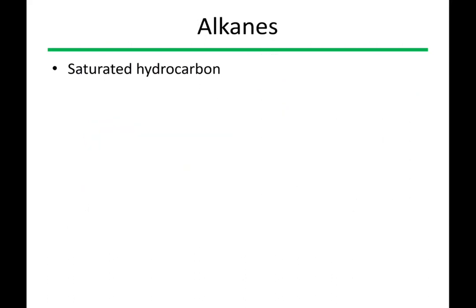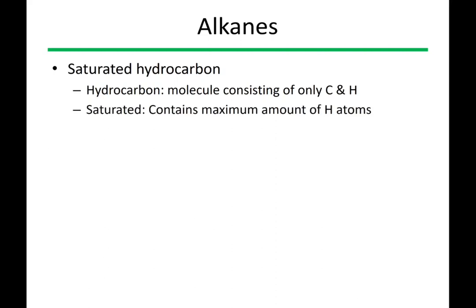So our first class of organic molecules we're going to talk about are alkanes. So alkanes are saturated hydrocarbons. A hydrocarbon is a molecule consisting only of carbon and hydrogen, so nothing else. Organic molecules can have other elements, they just have to have carbon, but a hydrocarbon will only have carbon and hydrogen. A saturated hydrocarbon contains the maximum amount of hydrogen atoms.